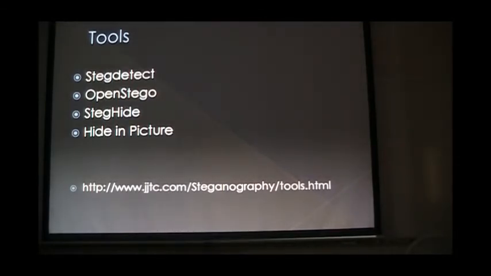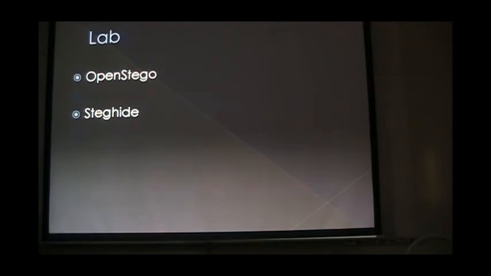So, some tools that are out there: StegDetect, OpenStego, StegHide, Hide in Picture. Some of the labs we're going to go through, we're actually going to use them. We're going to hide information inside of a picture. We're going to take a regular JPEG or something like that, and hide the information in there. All right, so we're going to go do the lab right now. I have the lab up here.